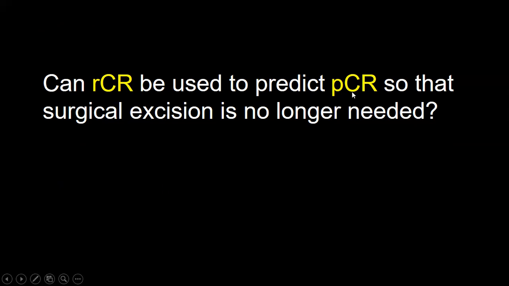Remember, in order to know whether you have PCR or not, you have to do surgery, right? Because you have to have that tissue excised to examine histologically. But are there non-invasive means using imaging to predict PCR so that we don't need to do that excision? So that's the question we're going to keep in our mind as the lecture continues.